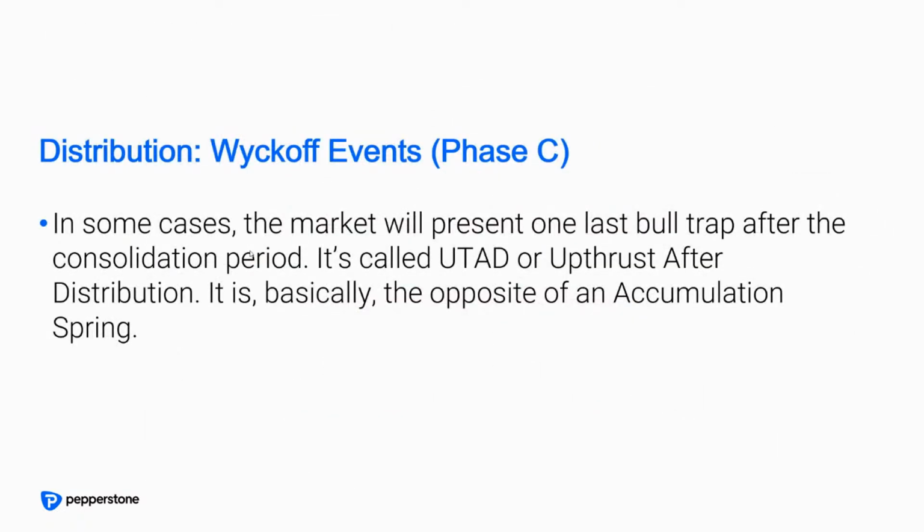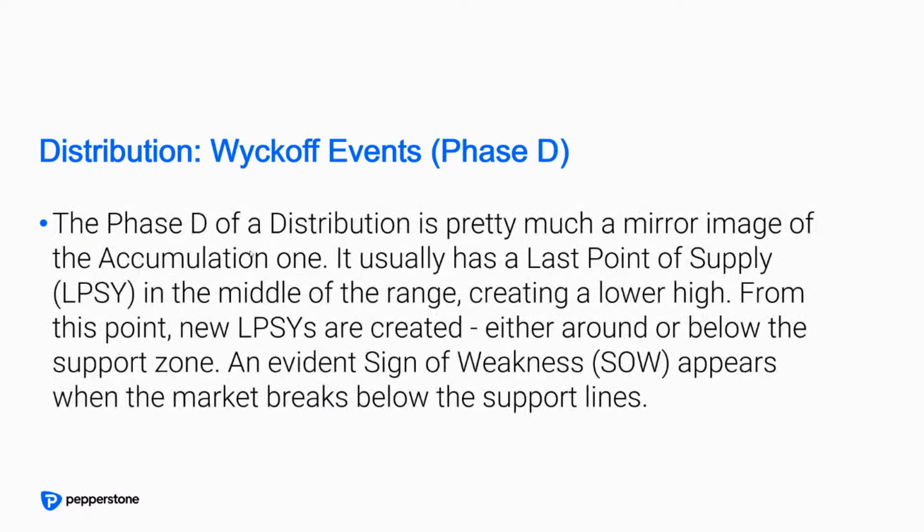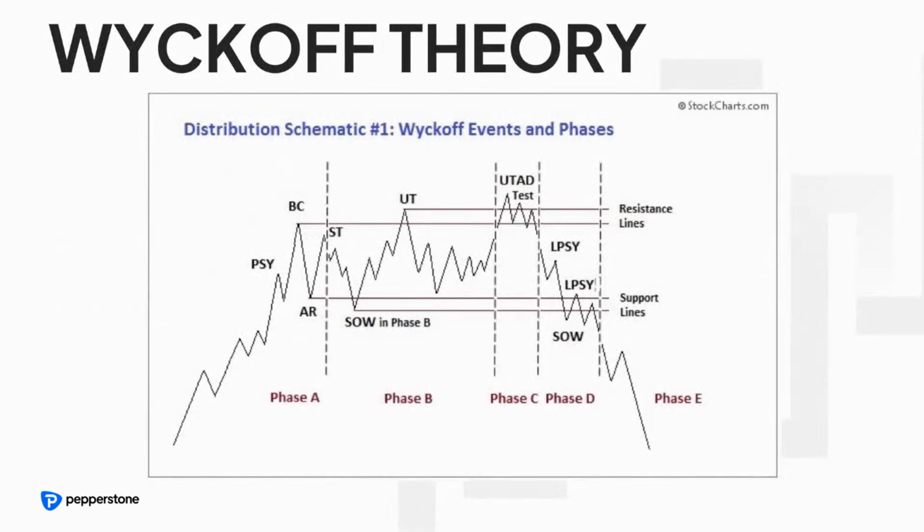Let's now talk about phase C. In some cases, the market will present one last bull trap after the consolidation period. It's called UTAD, or upthrust after distribution. It is basically the opposite of the accumulation spring. So if we go back over here, this type of thing occurs. We sometimes have a breakout, a consolidation through that breakout, and it goes back into the distribution. So we either have upthrusts or this extreme upthrust that can occur, and it comes in.